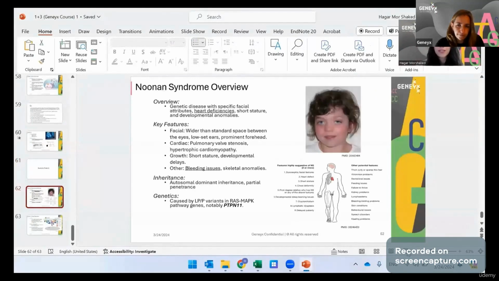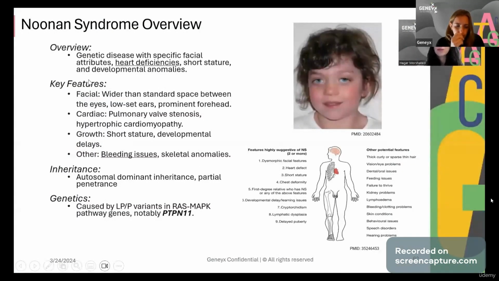Now going back to the presentation, just an overview on Noonan syndrome. Noonan is a genetic disease with specific facial attributes. We can see here the dysmorphism. There are heart deficiencies, as we saw in the previous child in this family. The affected individuals also have short stature and developmental anomalies. The key features in terms of dysmorphism would be a wider than standard space between the eyes, low set ears, which we can see here, and a prominent forehead. Cardiac features are diverse, but mainly pulmonary valve stenosis and hypertrophic cardiomyopathy. Both could be hinted at by increased nuchal translucency.